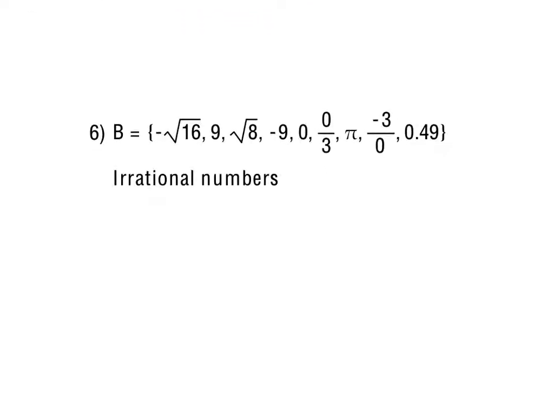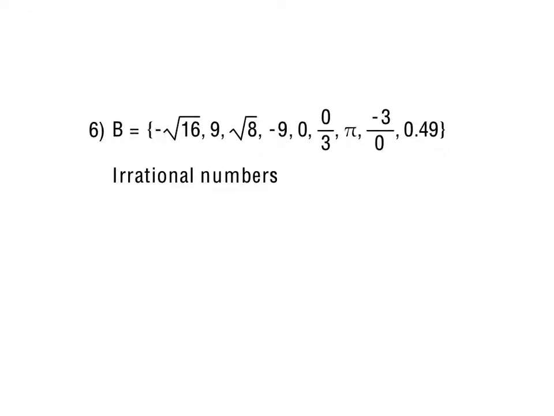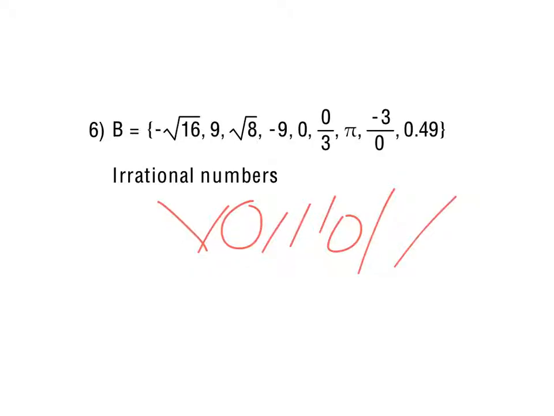Number 6, we're looking at irrational numbers. So negative square root of 16 is rational because that's -4. So is 9. Square root of 8 is irrational. Those are all rational. Pi is irrational. -3 over 0 is not a number. You cannot divide by 0. And 0.49 is rational. And so that's what we're looking at for number 6, just the square root of 8 and pi.